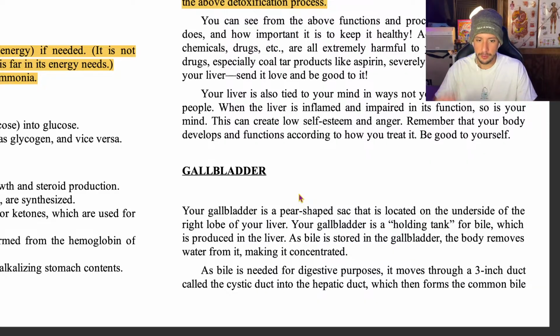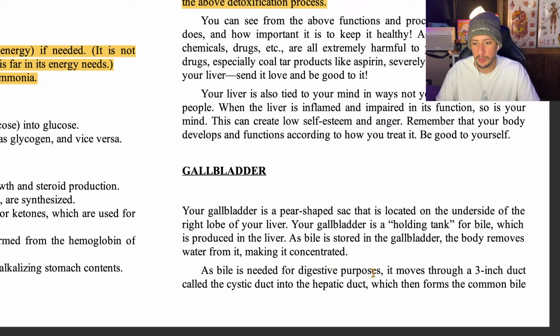All right, last but not least, the gallbladder. The gallbladder is a pear-shaped sac that is located on the underside of the right lobe of your liver. So it's like a little holding sac for bile, which is produced in the liver. As bile is stored in the gallbladder, the body removes water from it, making it concentrated. So your gallbladder is just holding all these enzymes, all this alkalizing stuff, and it's just staying on deck.